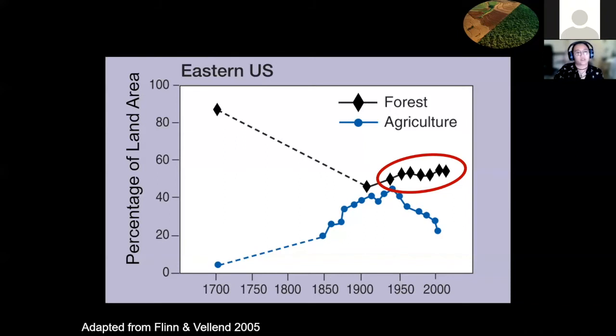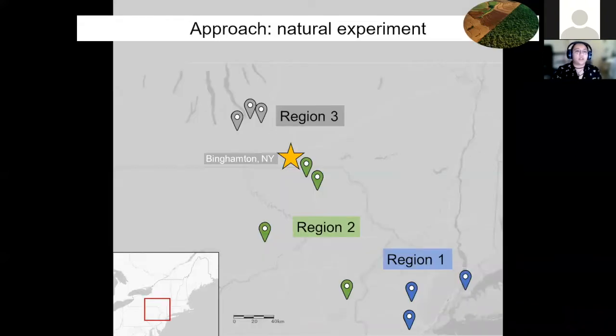So how am I going to answer this question? I use a natural experiment approach. Across a region of the Northeast, I set up 20 paired sites. That's 10 secondary forests paired with 10 primary forests. They range from, if you see here down in region one, around New Jersey and the Bronx, all the way up to the Finger Lakes by Ithaca. I have these pairs of forest.